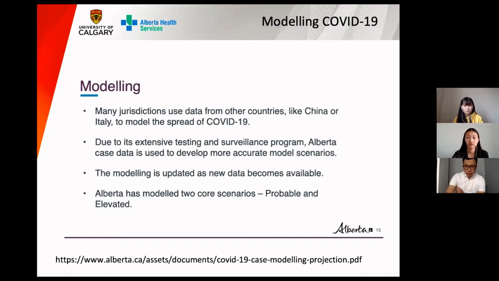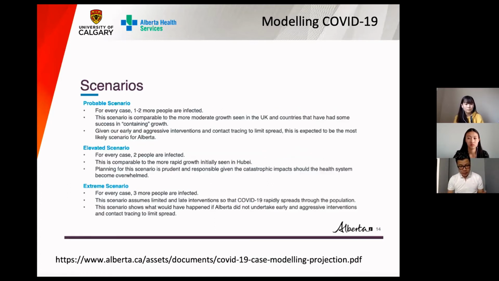And so Alberta modeled 2 scenarios, probable and worst case scenario, or elevated. Elevated sounds a little bit better than worst case scenario. But the probable scenario is where for every case there's 1 or 2 people infected, and this is something we call the R naught. This is a scenario where Alberta Health deemed it was in line with the UK early on before they got out of control. And then an elevated scenario where the R naught is 2, so for every positive case, 2 people are infected. That's the infectiousness of this disease.